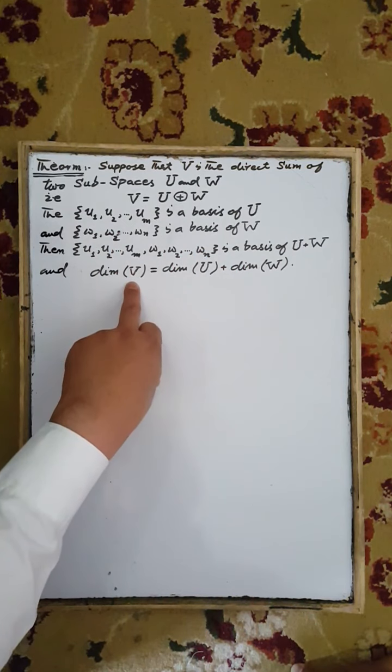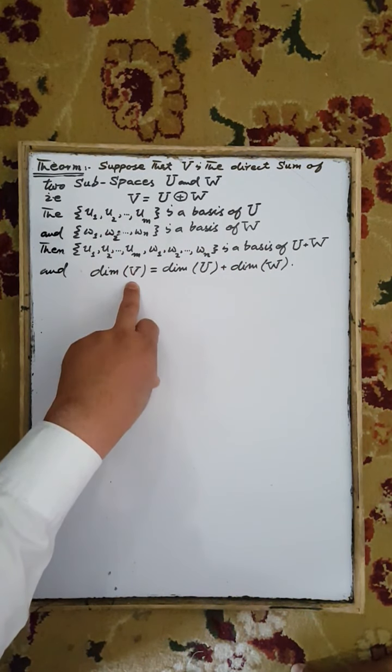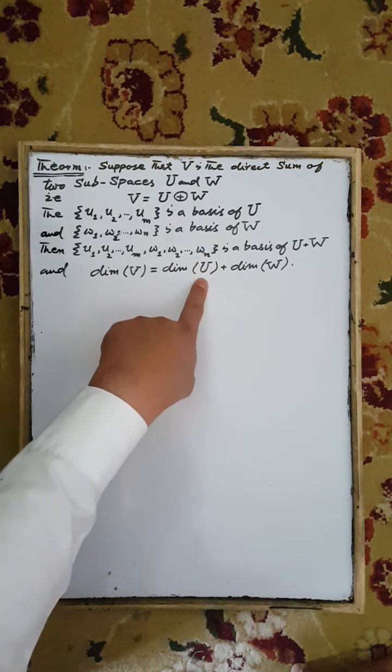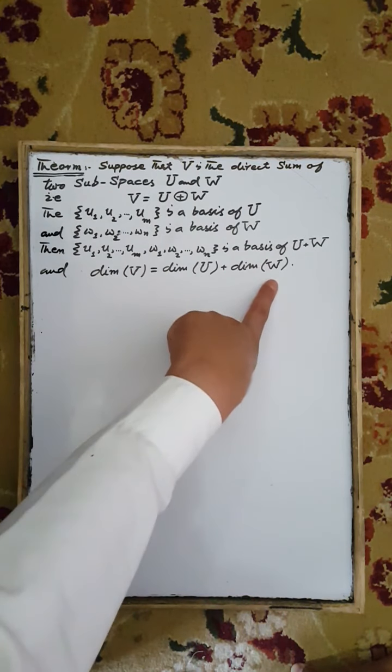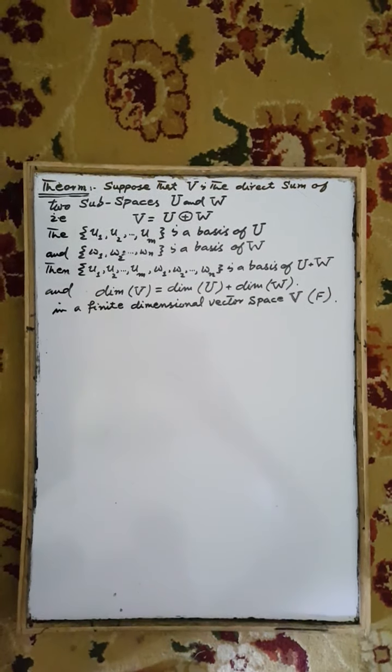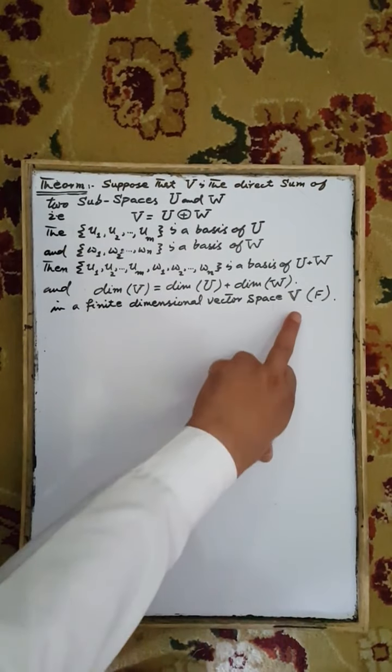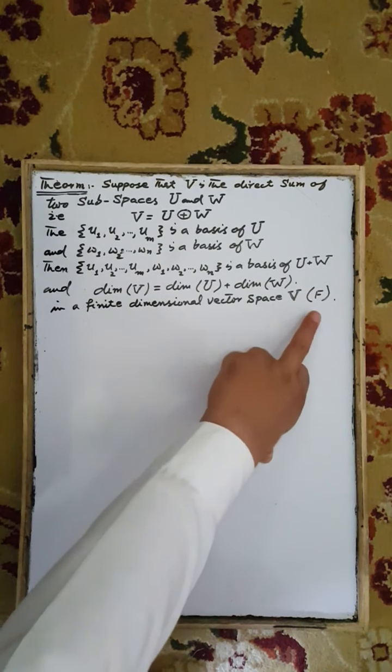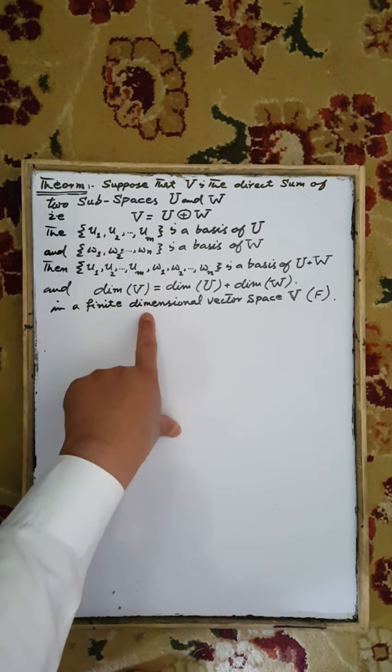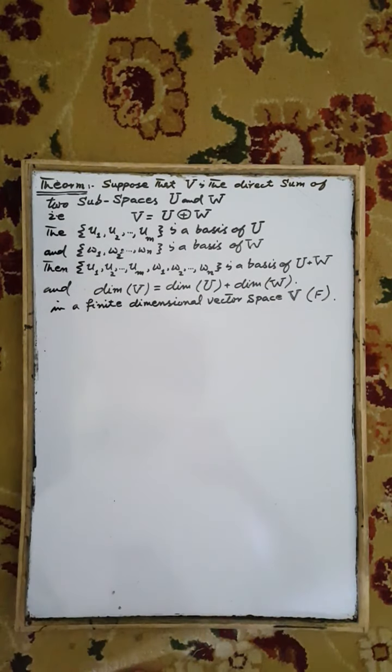the vector space V is equal to the dimension of the subspace U plus the dimension of the subspace W, where the vector space V over the field F is a finite dimensional vector space.